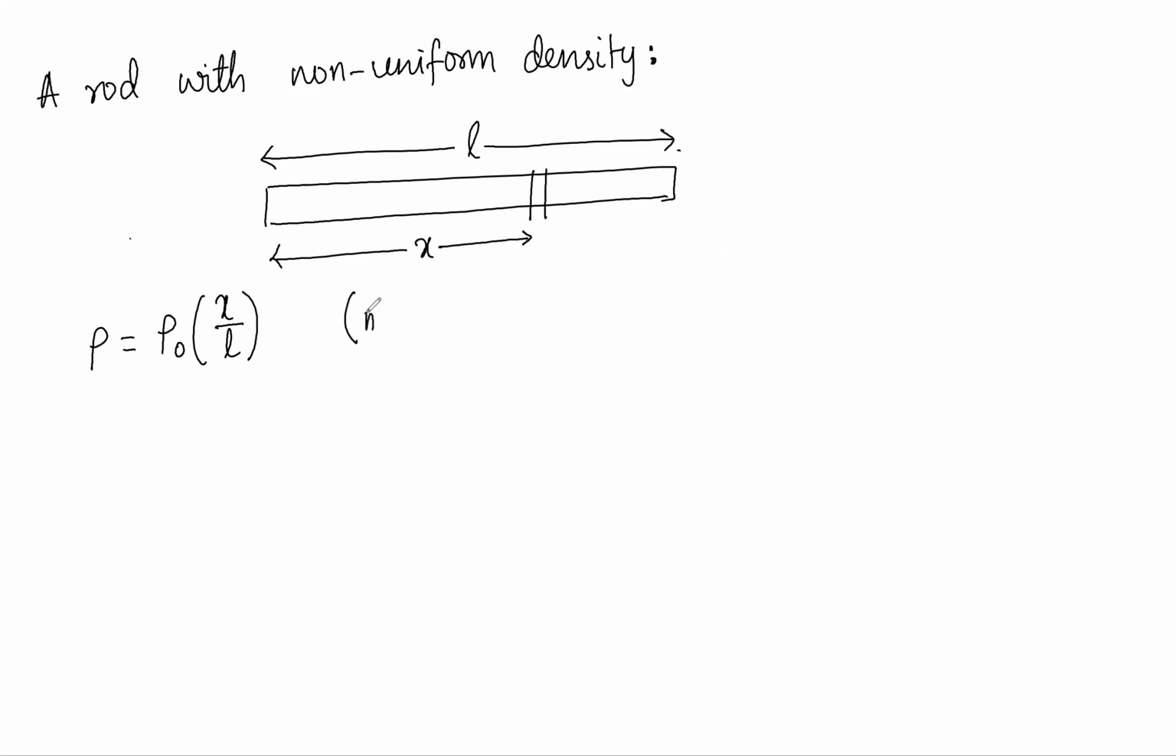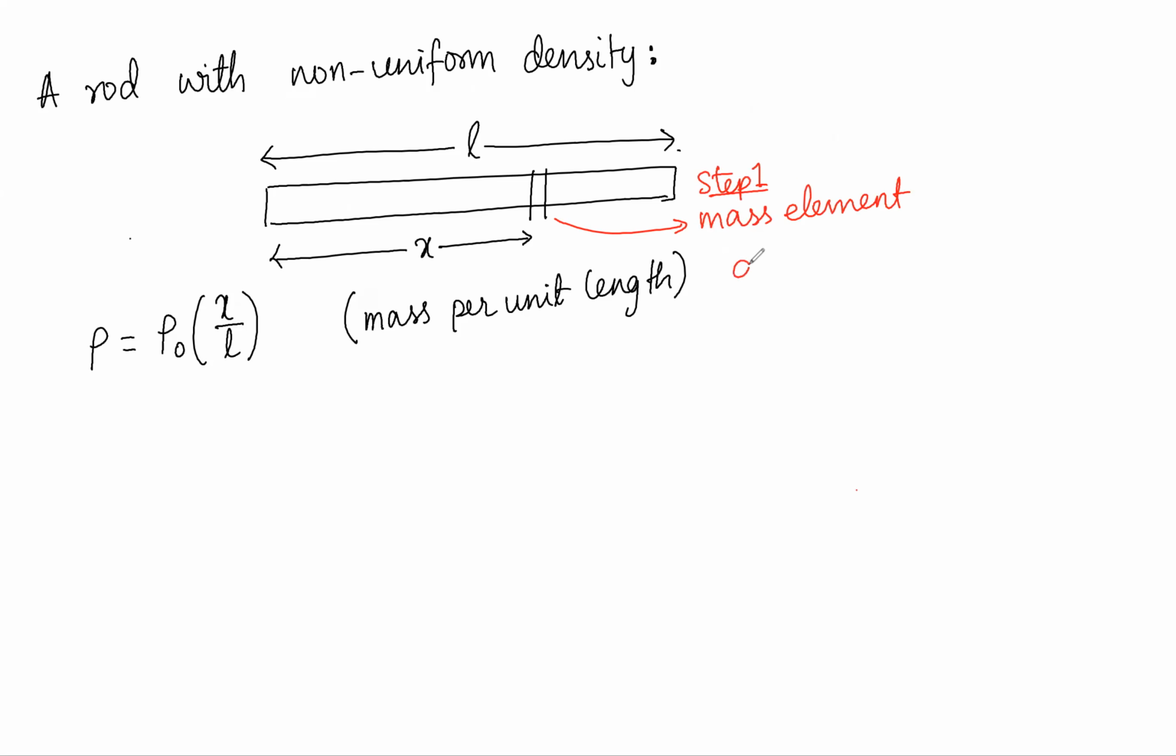This is a mass per unit length, which means that if I simply multiply by the length, I will automatically get the mass. Just keep that in mind. What is your first step? Your first step is to take a mass element. A mass element is a very small part of an object. Its mass is dm, correct?